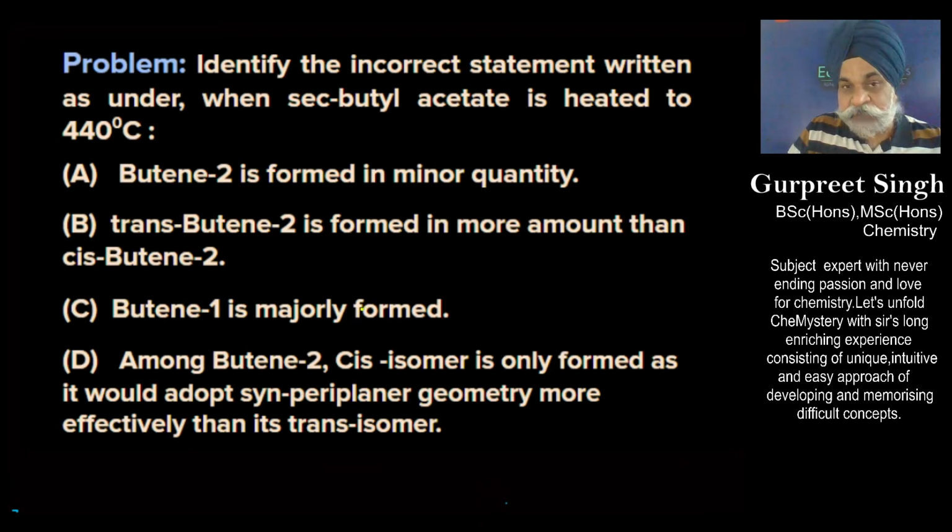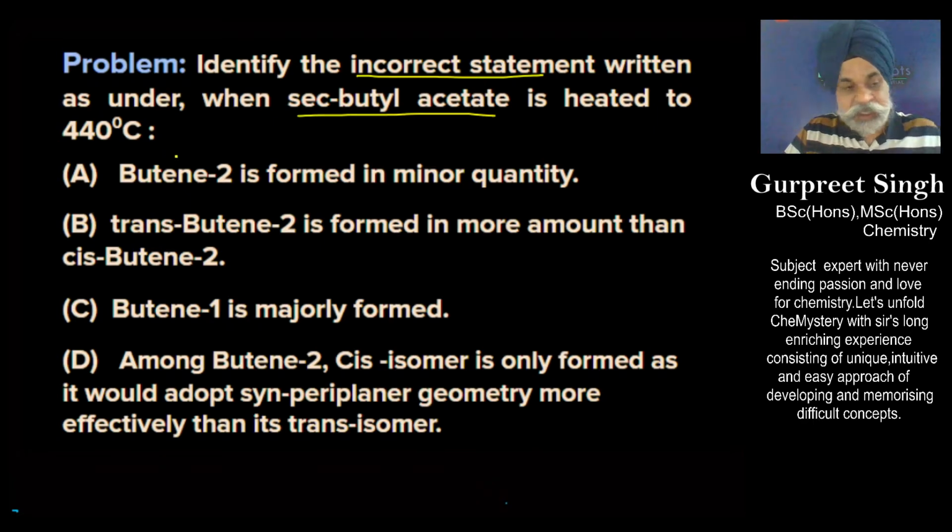So I hope you people have tried this question by pausing this video. What is basically being asked is you have to identify the incorrect statement for what type of reaction it is. Secondary butyl acetate is heated to 440. So basically it is the pyrolytic elimination of secondary butyl acetate.